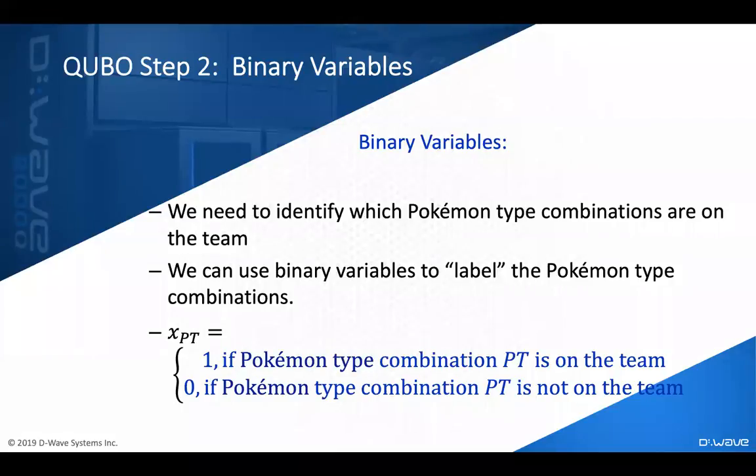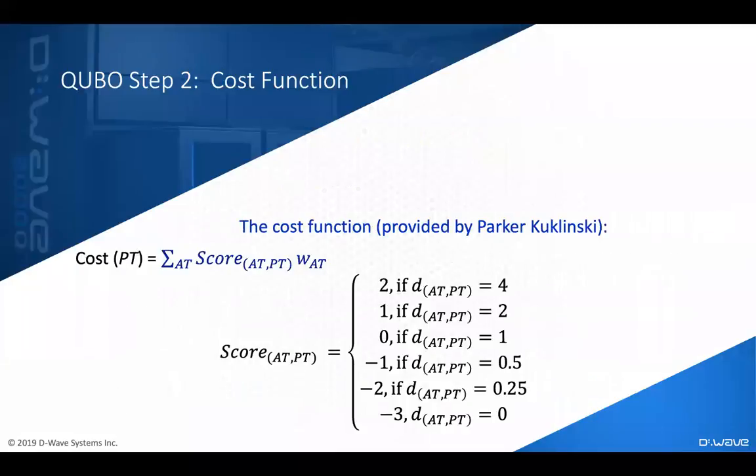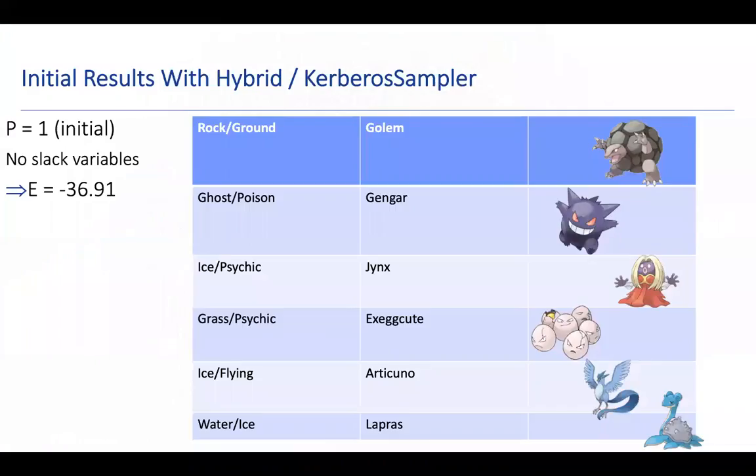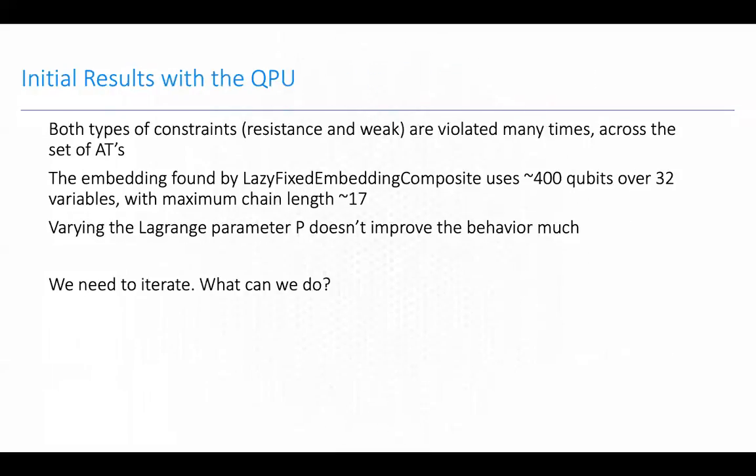Okay. How many qubits were needed for this problem? Oh, that is a marvelous question. Let's go over to that here, and thank you for asking that, whoever did. On this slide, I mentioned that the embedding that was found by Lazy Fixed Embedding Composite used about 400. If we looked at a picture of that, notice that the chain lengths there are on the order of 17. So you can kind of picture some straight lines going across, if you've got in front of you a picture of the grid. I don't have one on my screen, but basically these are fairly long chains.